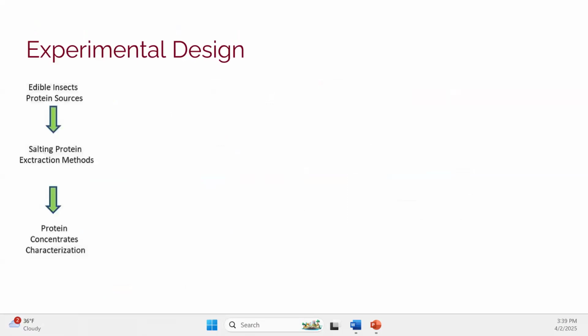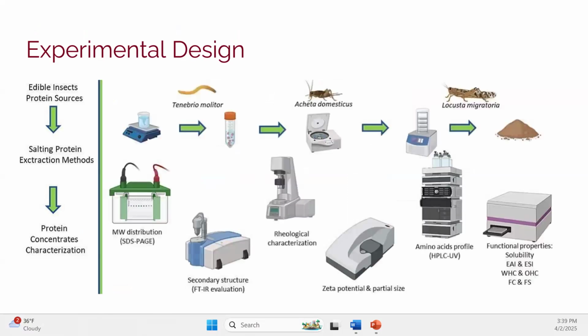After your salt-assisted extraction methods, you do a series of protein characterizations. So they look into the molecular weight distribution using SDS-PAGE, secondary structure using FTIR, rheological properties using a rheometer, zeta potential, particle size, amino acid profile using HPLC, and also a series of functional properties tests like solubility, emulsion activity, emulsion stability, water holding, oil holding, foam capacity, and foam stability.